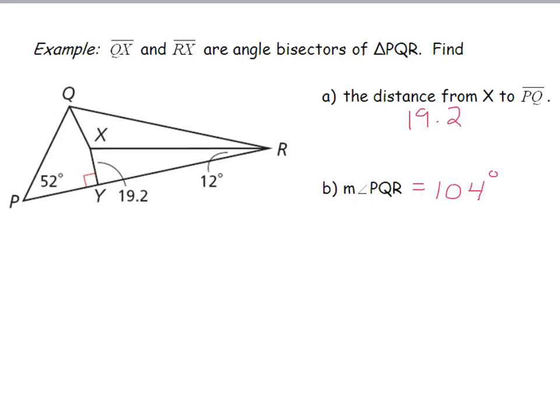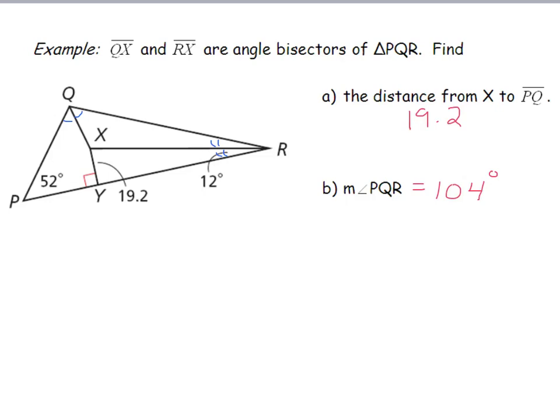So I'm hoping for A you ended up getting 19.2, and for B you got a measurement of 104 degrees. Let's walk through it. The first question asks you to find the distance from X to segment PQ. Well, they were already telling me that segments QX and RX were angle bisectors. Before we get going on that, let me go ahead and mark my angles so I don't forget that those were angle bisectors. So I've got congruent angles.